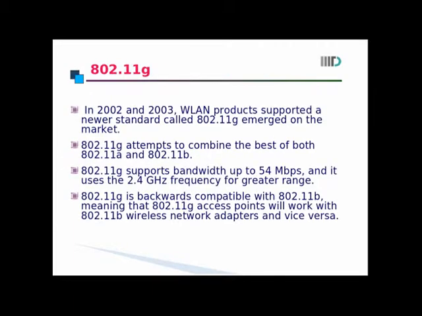Moving on to the next one, 802.11g networks. It came out in 2002 and 2003, and it attempted to combine the best of both A and B. A had a maximum bandwidth of 54 Mbps. So now G had a maximum of 54 Mbps, but unlike A, it had a frequency range around 2.4 gigahertz, same as B. So it combined the best of A and B both. And now the best thing was it was backward compatible with 802.11b.